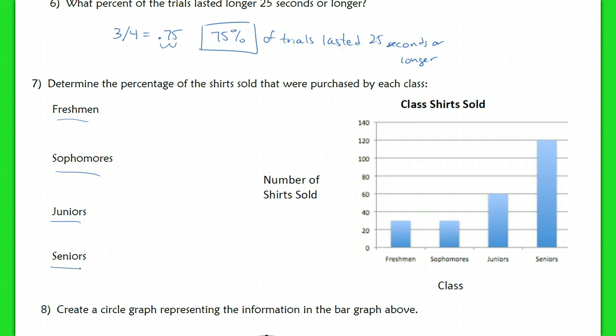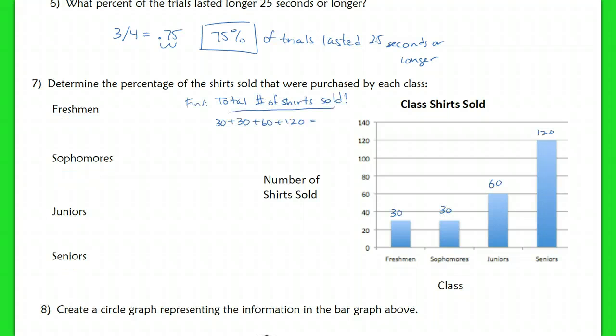So go ahead and pause, and we'll work through this. Okay, so hopefully you're going to follow along with this and get all the correct answers. But when we're finding the percentage that are bought by each of these classes, first we need to figure out the total number of shirts that were actually sold altogether.